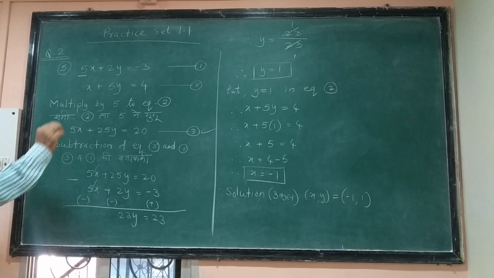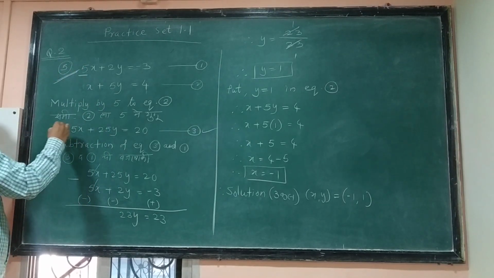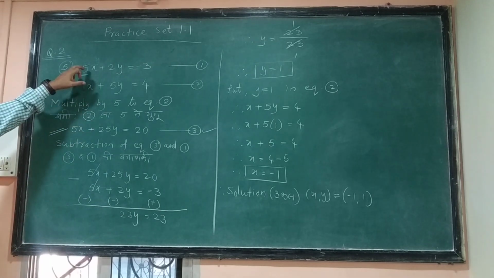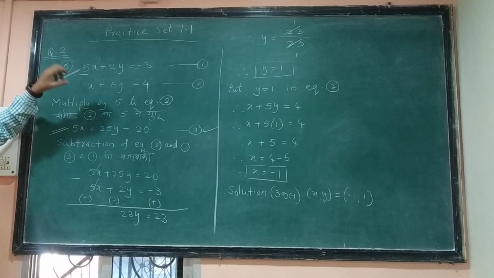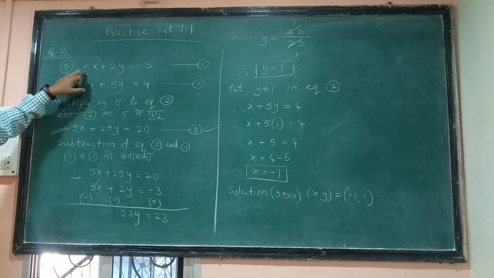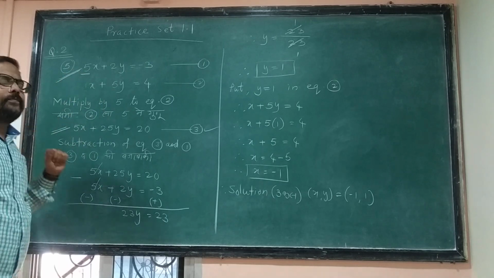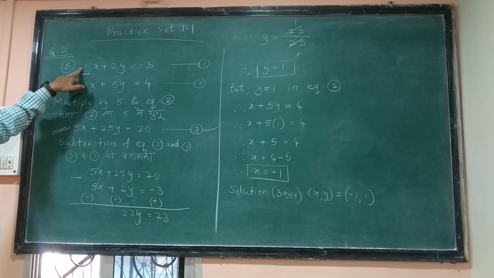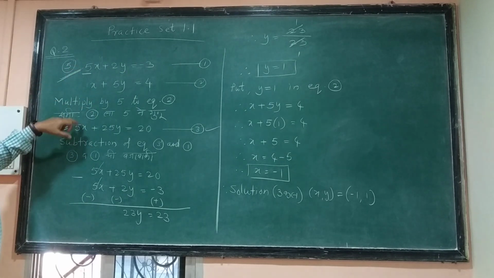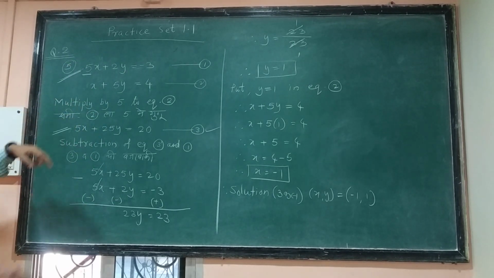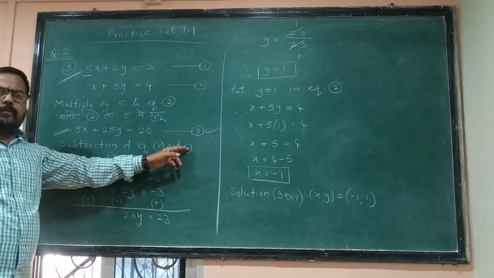Now you can see equation number first and equation number third. In both equations there is 5x. Now we have to see the signs of 5x. Here 5x is plus, here also plus. It means when the signs are equal, we have to make the subtraction of equation 3 and 1.